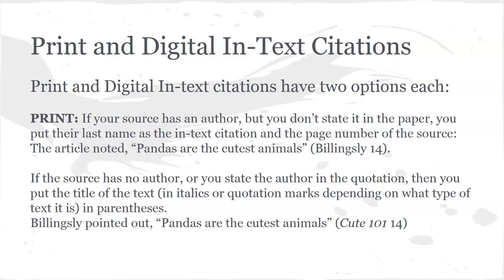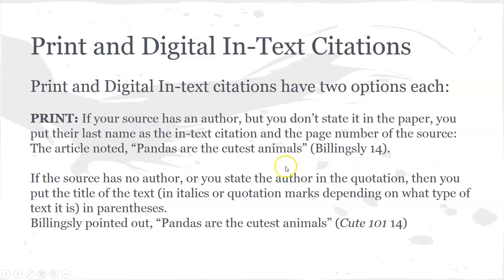If your source has an author, but you don't state it in the essay itself, you would put their last name and the page number as the in-text citation. So for example, if I said, the article noted, pandas are the cutest animals. I've got my quotation here, so my in-text, I don't mention the author anywhere in this sentence. So I'm going to put Billingsley, the author's last name, and the page number that I found it on. That's it. That's the in-text.